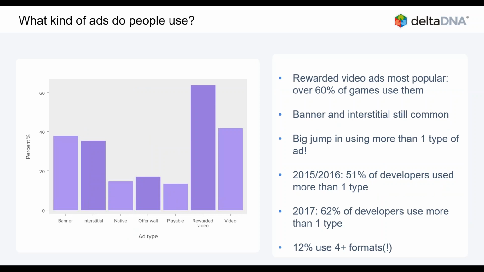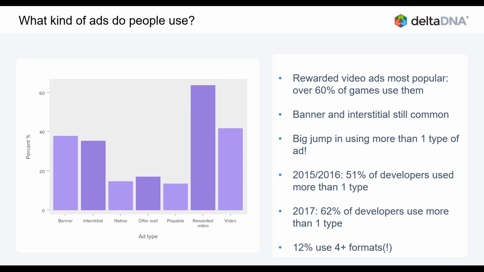If we move on to what kind of ads people actually use in their game, obviously there are lots of different ad formats out there. You can see here on the chart on the left the full gamut of ads you can use: banners and interstitial ads, native ads, offer walls, playable ads, rewarded video, and then video. I'm guessing video here is video interstitial ads. Unsurprisingly, rewarded ads are the most popular, so over 60% of games were using rewarded video ads. What is interesting is that banner and interstitial ads are still quite common, so a bit under 40% were still using those ad formats.